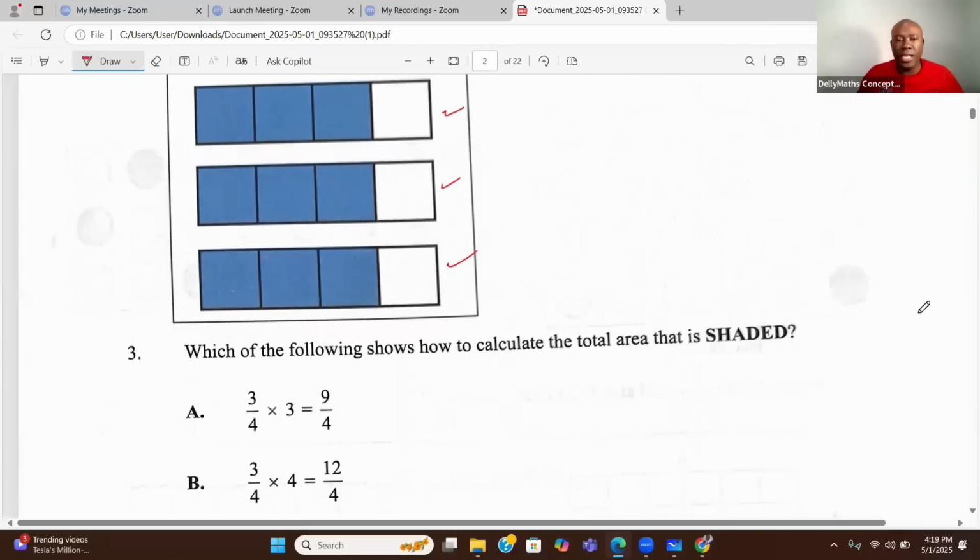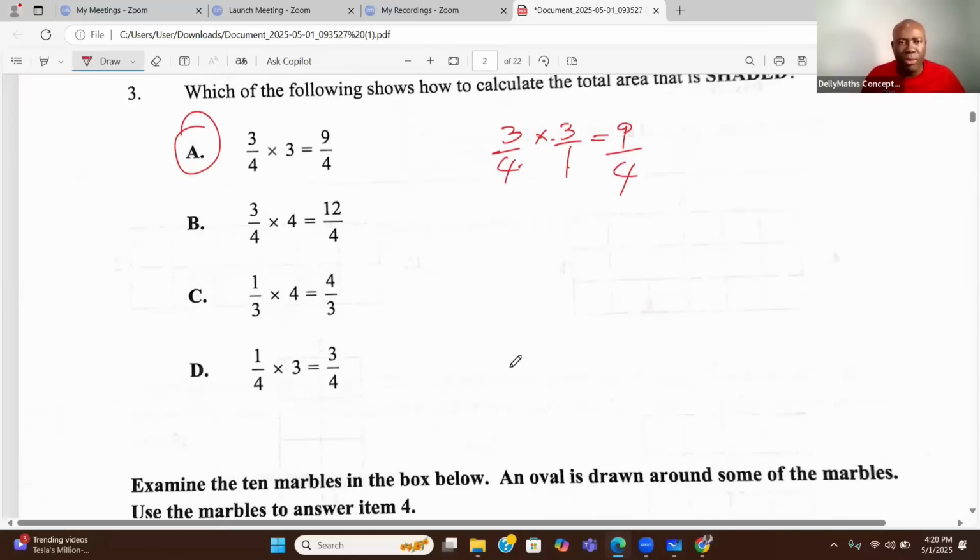So basically we're seeing 3/4 and we're seeing it 3 times. So we're going to multiply this by 3. 3 times 3 gives me 9. 4 times 1 is 4. So this A is correct for number 3.